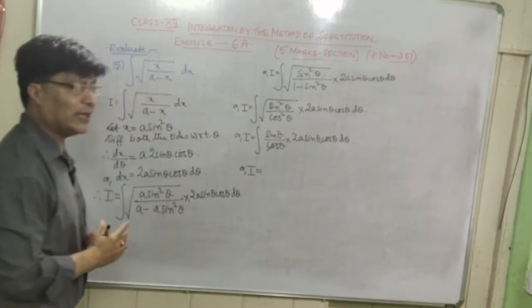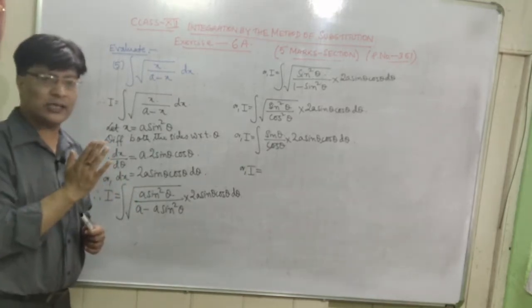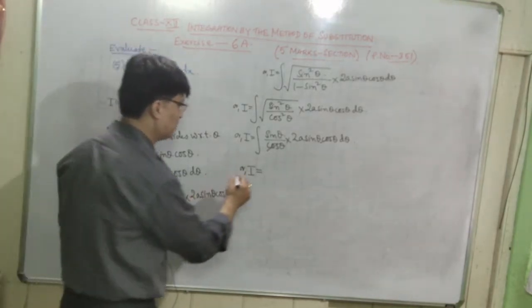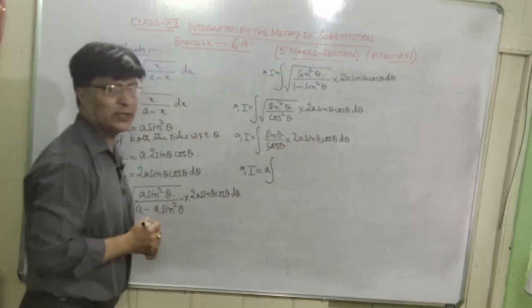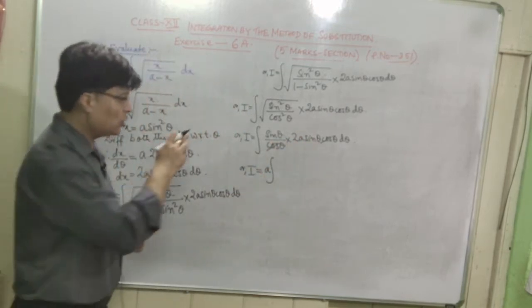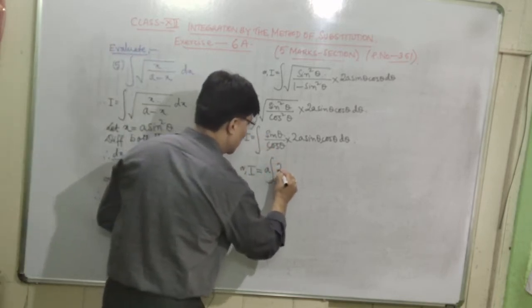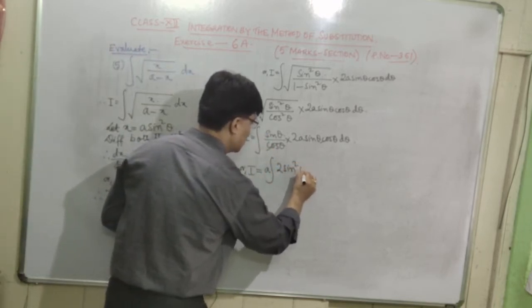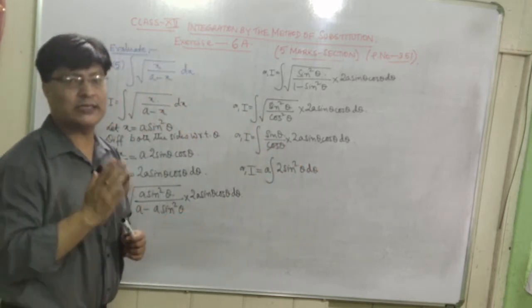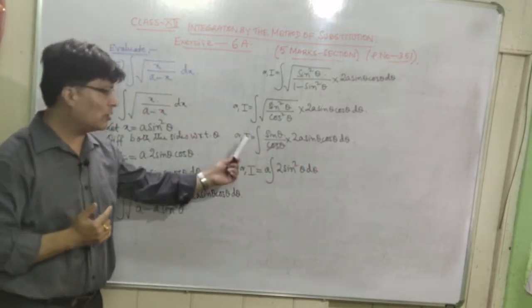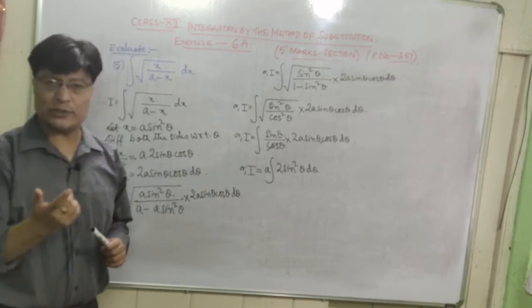So now only a constant is taken outside the integral sign. So a, and this is sine theta into sine theta is sine square theta. We need 2 there. 2 is already there. So you have to write 2 sine square theta d theta. And you know that if there is sine square theta, you have to multiply and divide by 2. But already 2 is there. That is your 2 sine square theta.